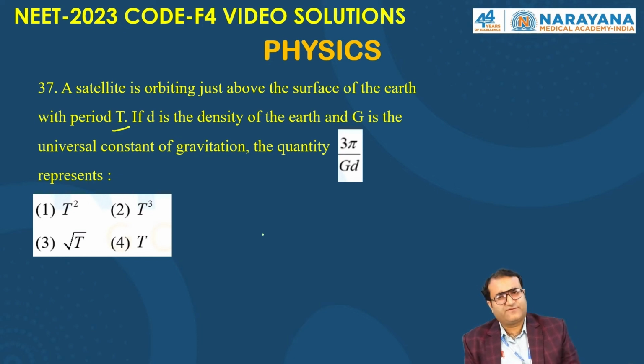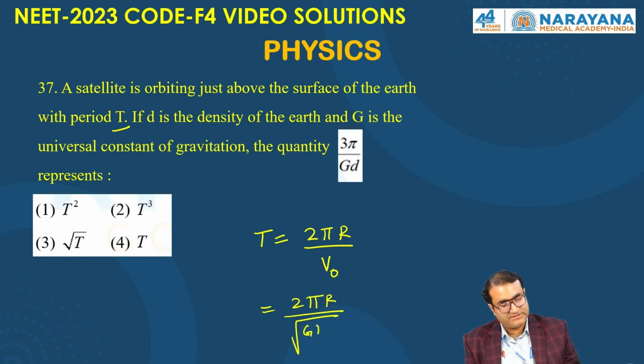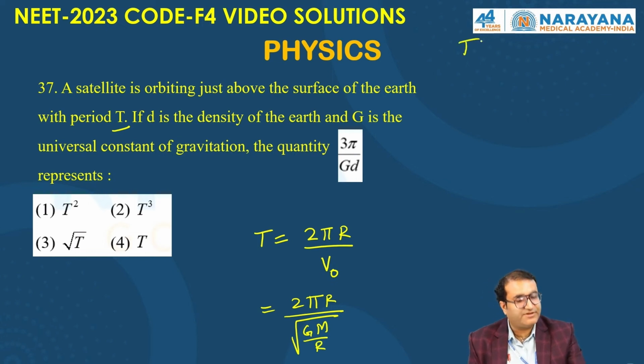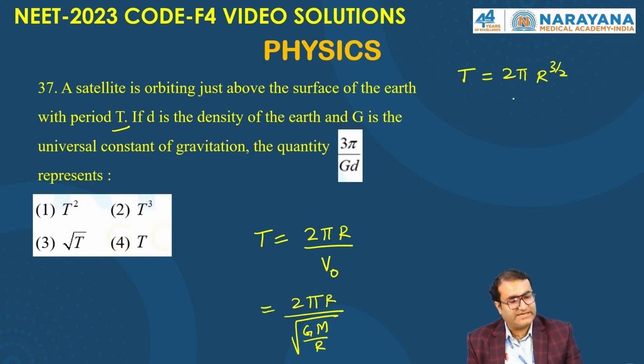Let us write the expression of time period here. Time period is 2 pi r by the orbital speed v0. So it is 2 pi r by under root of GM by r. So time period you can write as 2 pi r power 3 by 2 by under root of GM. Some people know this formula directly. So time period is 2 pi r power 3 by 2 by under root of GM.